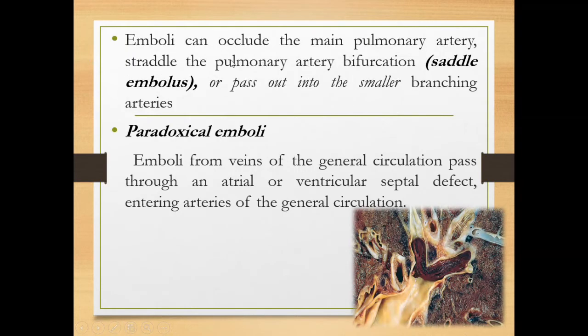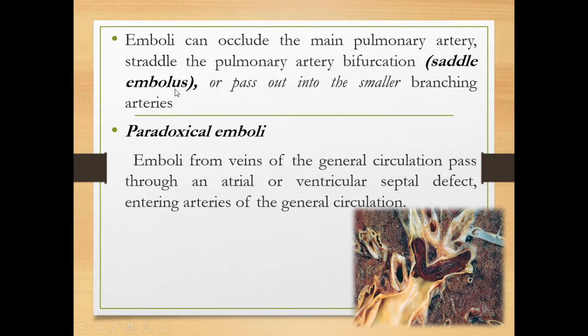Emboli can occlude the pulmonary artery where it bifurcates, just like in this picture. The emboli block the site where the arteries are bifurcating. So we call it a saddle embolus.